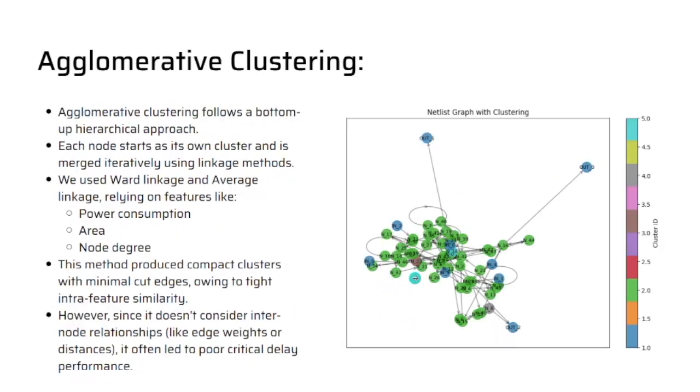Then came agglomerative clustering, which follows a bottom-up hierarchical approach, where each node starts as its own cluster and is merged iteratively using linkage methods, like Ward linkage and average linkage. This method produced compact clusters with minimal cut edges owing to tight intra-feature similarity.